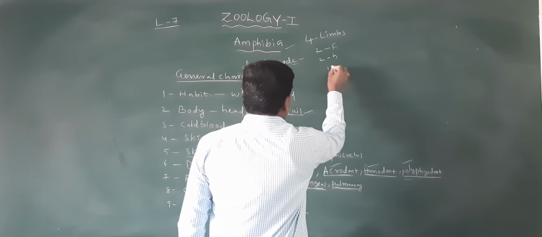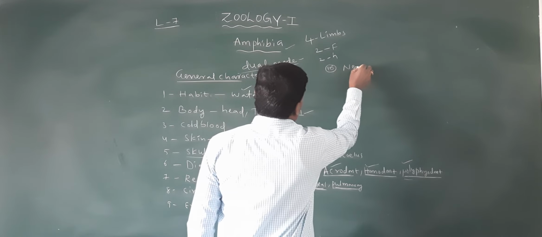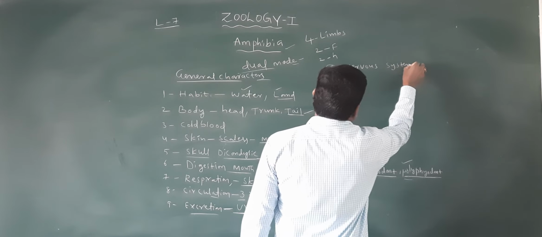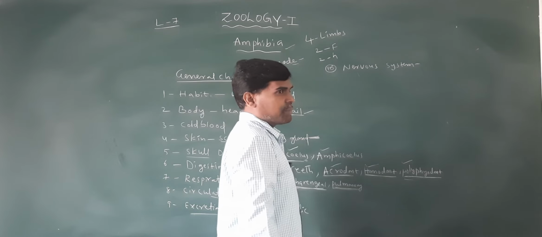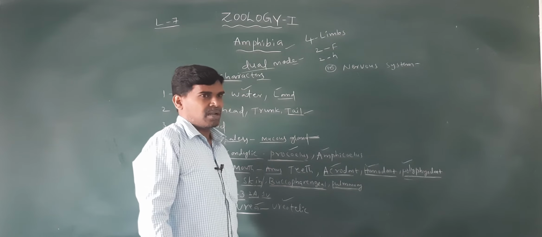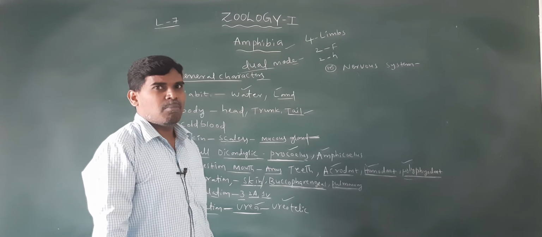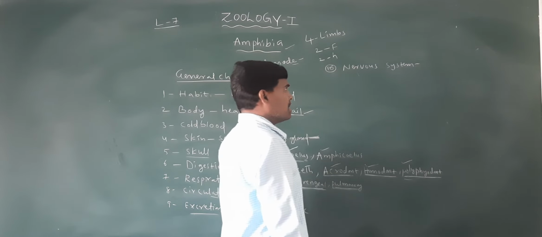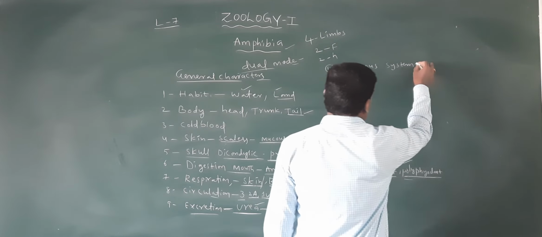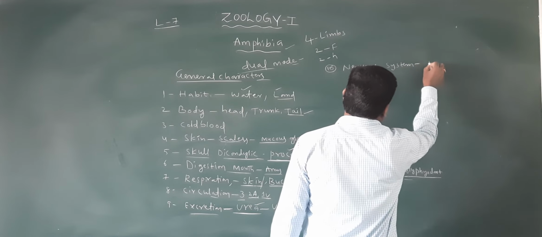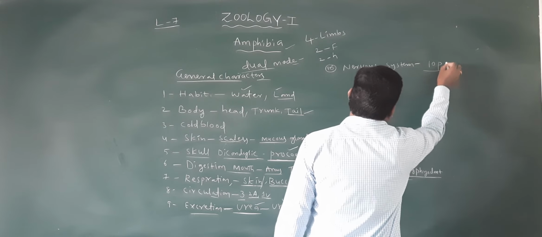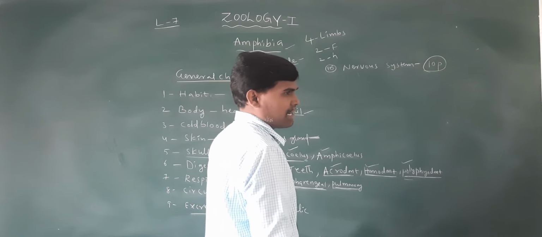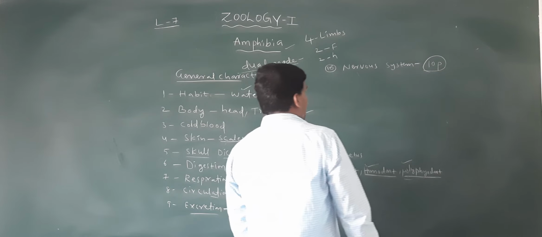Next point, the nervous system. The nervous system is well developed. The brain and spinal cord form the central nervous system, and the cranial nerves and spinal nerves form the peripheral nervous system. How many pairs of cranial nerves? Ten pairs of cranial nerves are present in amphibians.